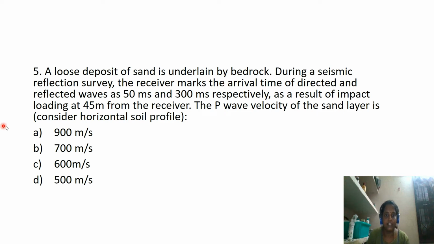Okay, so the next question is from seismic reflection survey. A loose deposit of sand is underlain by bedrock. During a seismic reflection survey, the receiver marks the arrival time of direct and reflected wave. So this is your direct wave time, 50 millisecond, and this is the reflected wave time, that is 300 millisecond, as a result of impact loading at 45 meter from the receiver. The P wave velocity of the sand layer is?